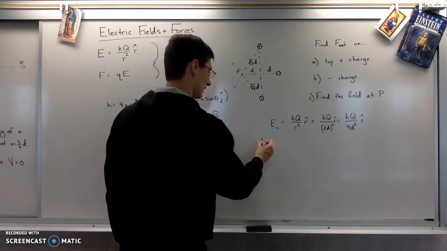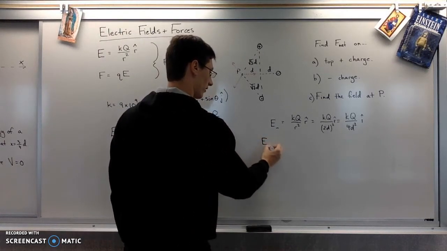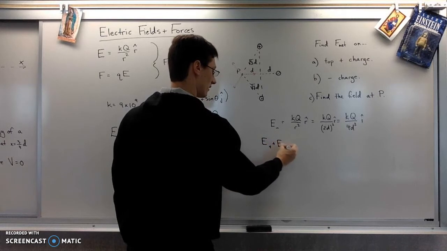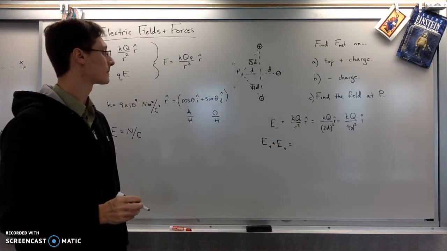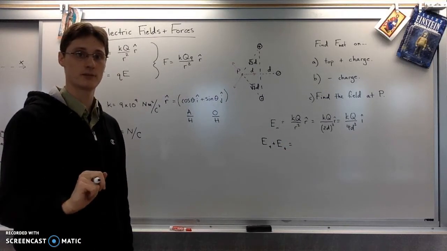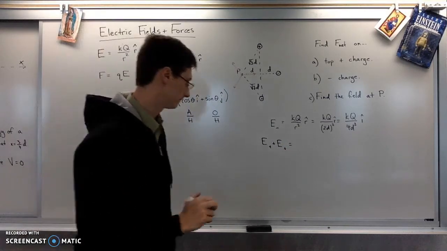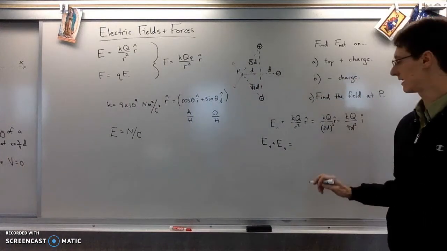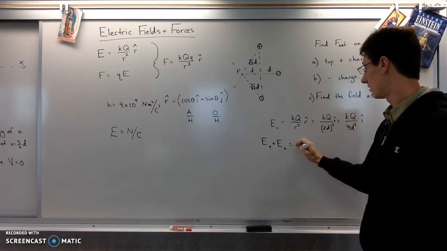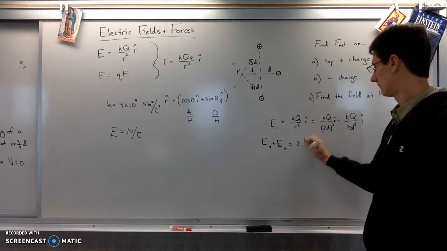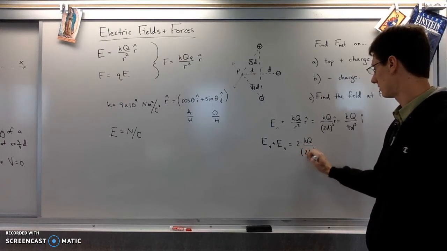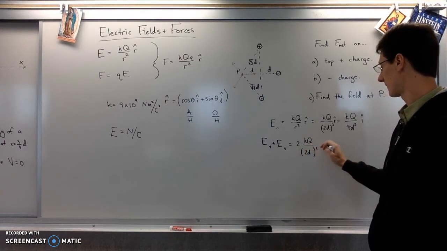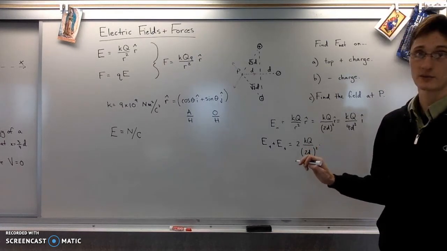So that means that if I take the fields from the two positives and add them together, I will have no j component, only an i component. All right, and that's going to look like this: 2 kq over 2d squared. All right, and then I've got to do something with the r hat.